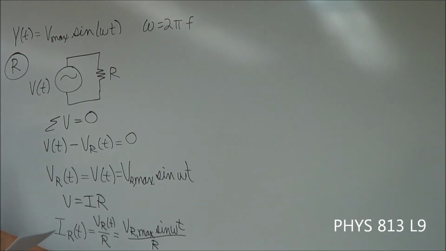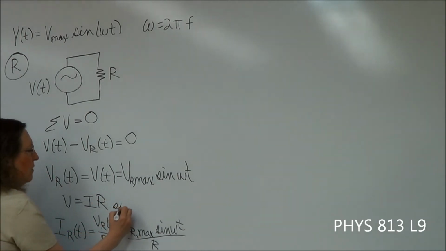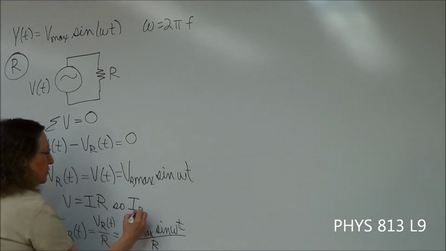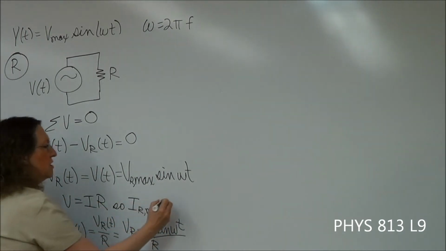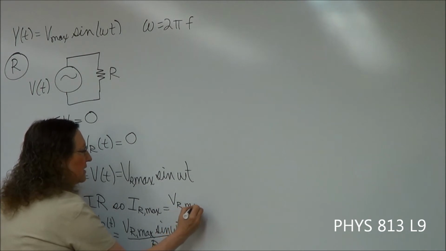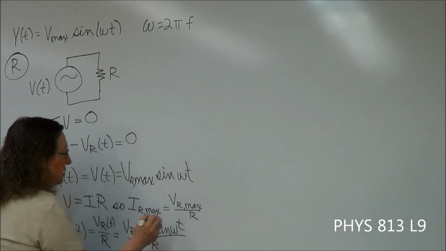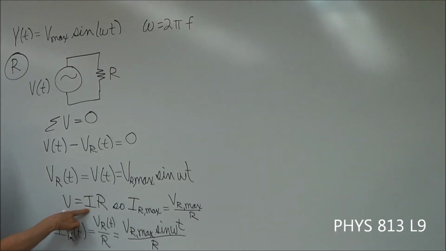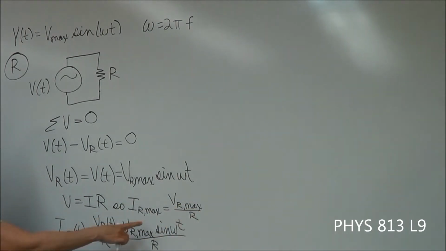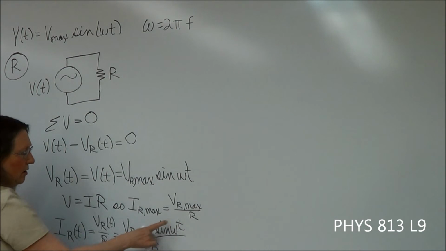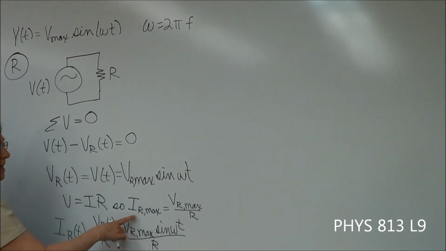Now it tells us in this step that I max is V max over R. So I might put that up here. I across the resistor maximum is going to be voltage across the resistor maximum divided by resistance. So I've just solved this for the current and then written it in terms of the resistor and maximum values. We notice that VR max over R, we have that term here. So this is IR max. So I'm going to put this down here.